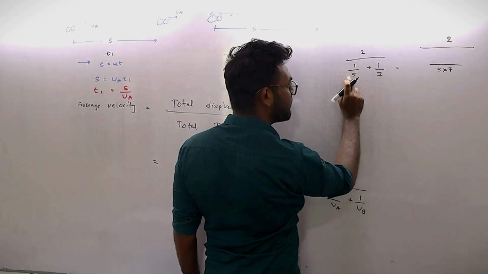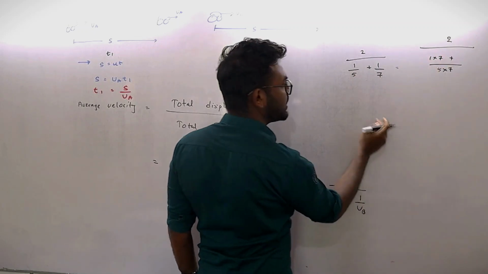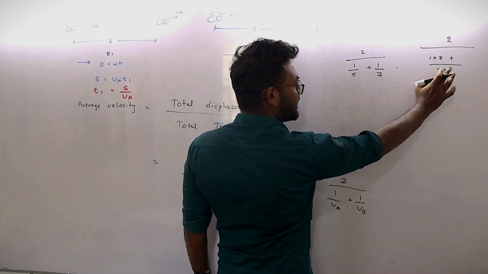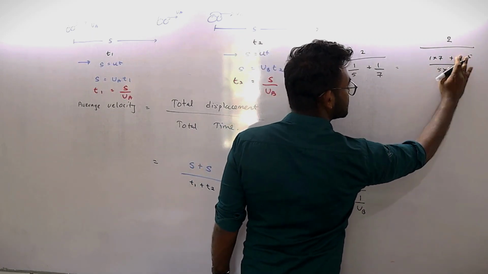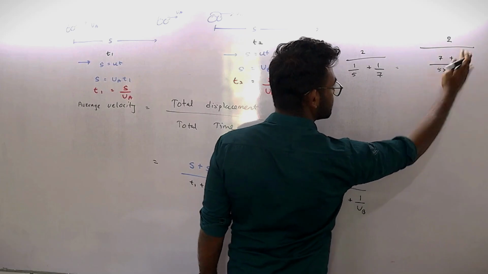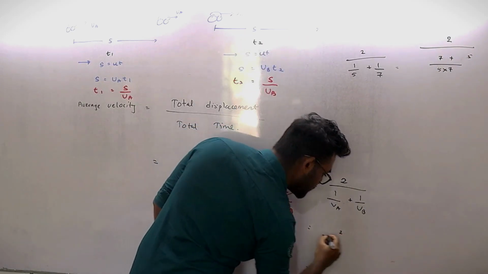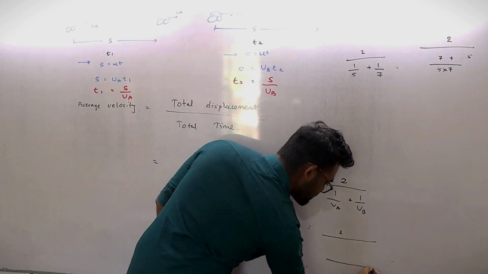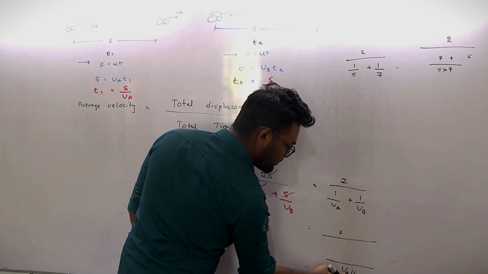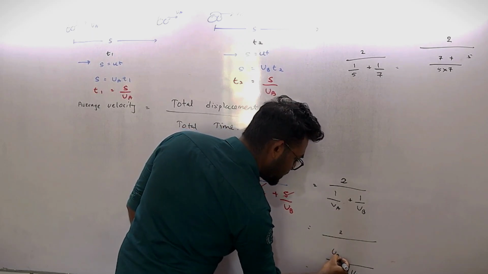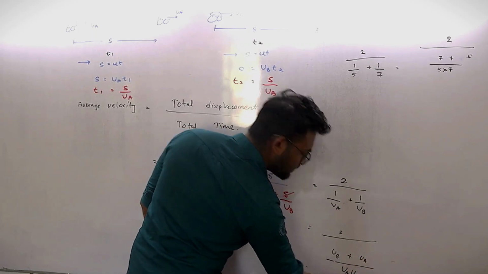So we can have 5 here but not the 7. So 1 into 7 plus. We have 7 here but not the 5. So 1 into 5. So basically just like this. Similar thing I'm going to do in here. 2 over VA, VB. So we have the VA but not the VB, so VB plus. Here we have the VB but not the VA, so VA.